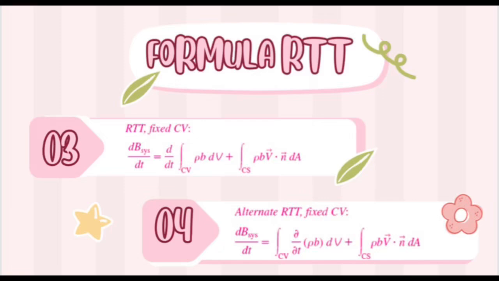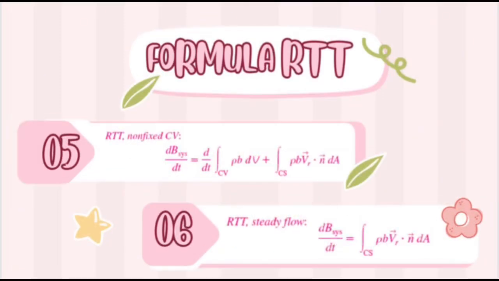Formula number 4 is for the alternate RTT. This formula is just a different way of writing the equation for a fixed CV, so it might change in two ways. First, because of time, and second, because of position. So the formula uses a partial derivative to highlight the time change inside the space. Numbers 5 and 6 can be derived from the general RTT for a fixed control volume. When the control volume itself moves or deforms, the RTT must be adjusted. In this case, we account for the absolute velocity V of the fluid.